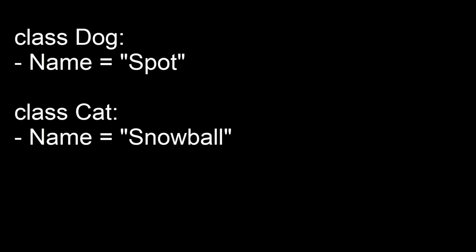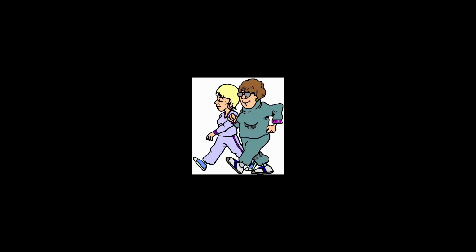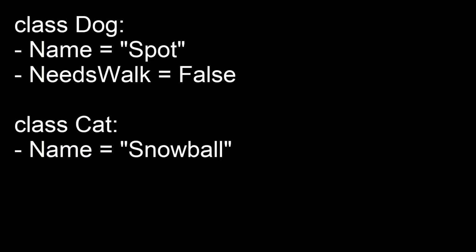Classes can also have attributes or properties. Both dogs and cats have names, like Spot or Snowball. Our dog and cat classes should thus have an attribute we'll call name. Typically, only dogs need to be walked, so we might also have a flag attribute called needs walk, which will tell us if the dog needs to be walked or not. Needs walk will only be on the dog class.